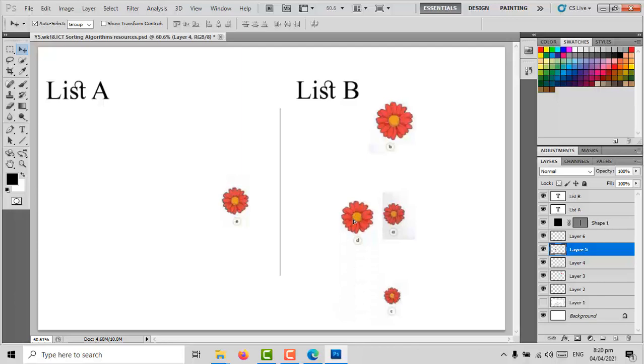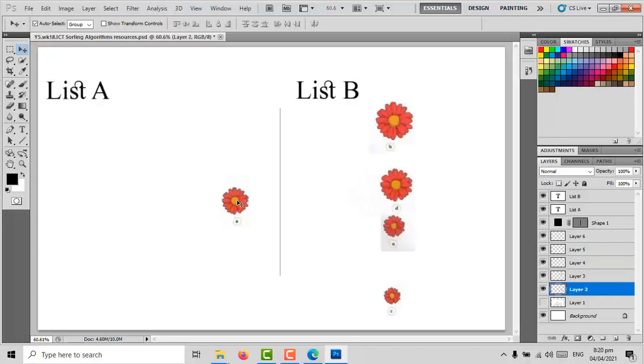Is it bigger or smaller? Bigger, right? So we move over here. Is it bigger or smaller? Smaller, right? So we put it right here. Now we always compare the next item to the previous item. Yeah? Now put it next to it and ask yourself, is it bigger or smaller?